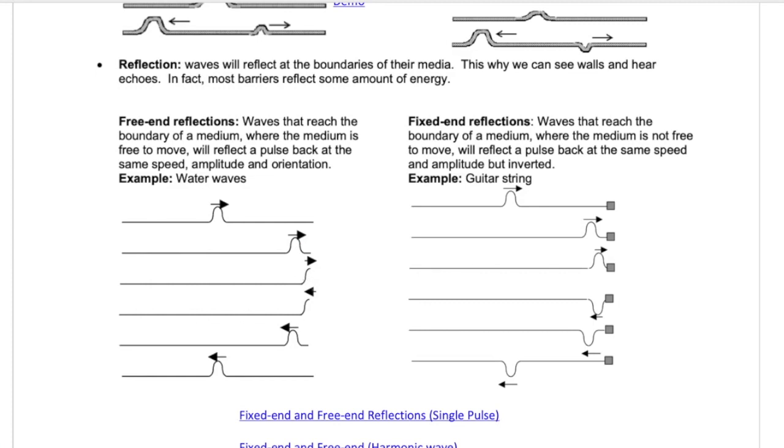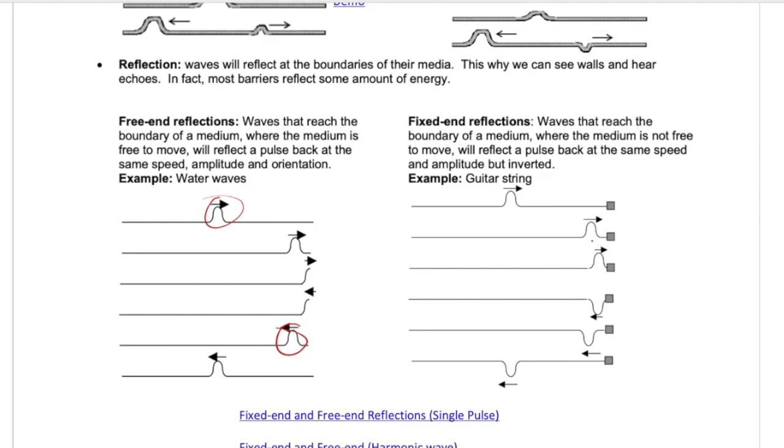With a free end reflection, when the pulse comes in, the medium is free to move up, and then the reflected wave comes back with the exact same orientation as the incident wave. So if the incident wave is positive, the reflected wave is also positive, and it comes back with the same or similar amplitude. In an ideal situation, the amplitude would be the same, but in a real world event, energy is always lost because there are leaks within a system where energy is dissipated away. But in an ideal form, the wave would come back with the exact same amplitude.